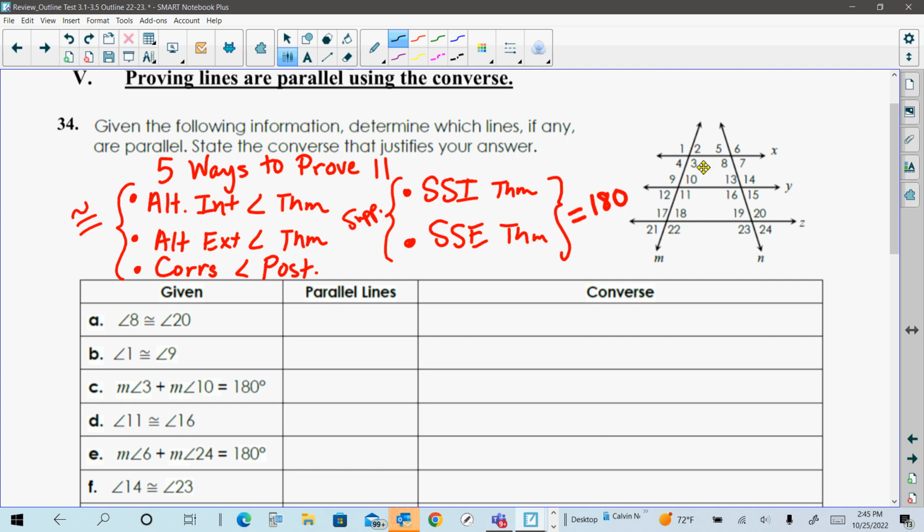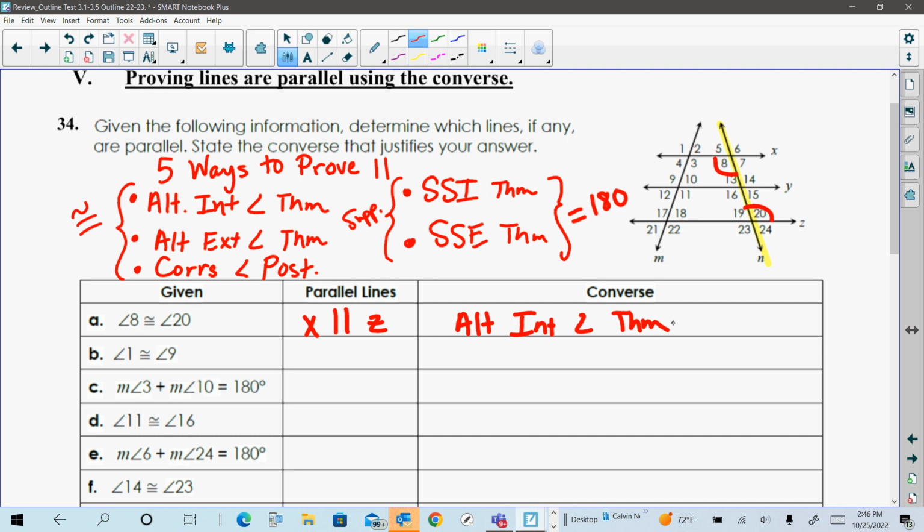So if I look, they want us to focus on angle 8 and angle 20 being congruent. To identify the parallel lines, I think it's helpful to first recognize which line would be the transversal. That's the line they have in common. So N is the transversal. Then make the relationship compared to that line. So 8 and 12 are on opposite sides of the transversal, and they are in between the X and the Y. So that means X would be parallel, I said XY, I mean XZ. X has to be parallel to Z using alternate interior angle theorem. And we're using basically the converse of that.